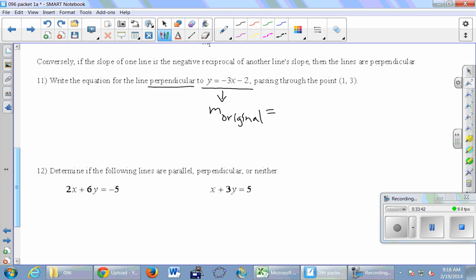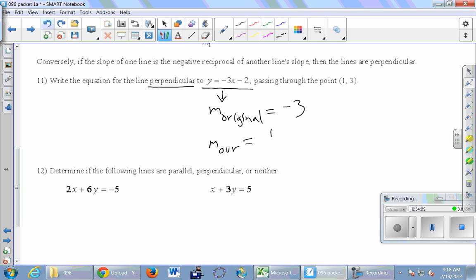So this one's already written in a very nice form. What is the slope of the original line? -3, right? Because it already looks like mx plus b. So that means the slope of our line, the one that we're asked about, is what? -1/3?